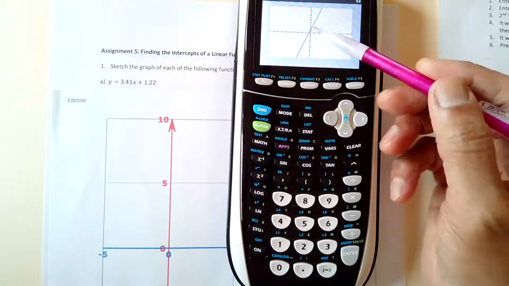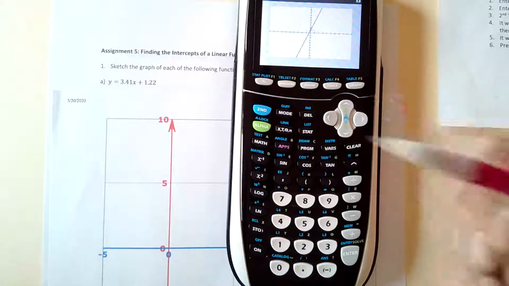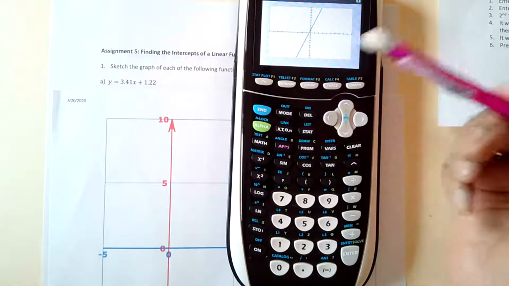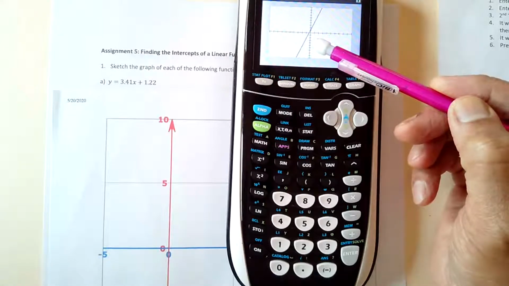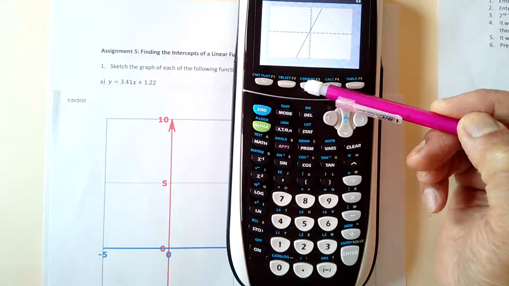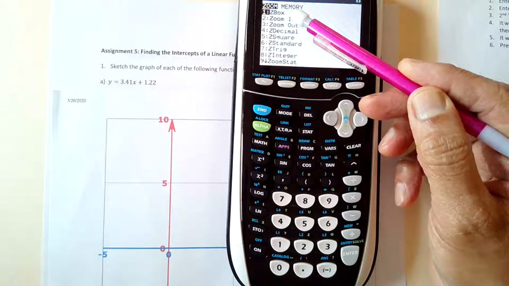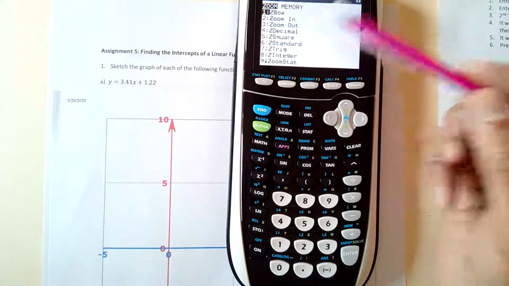So you may want to zoom in. More or less, zoomed out, you can't see very much. One of the things you want to do, you can do it one of two ways. One, you can go to the window and adjust the window settings. The other, a shortcut, is to zoom. And to zoom in, you could either press the zoom in button, but the easiest one is to press number 4 decimal.